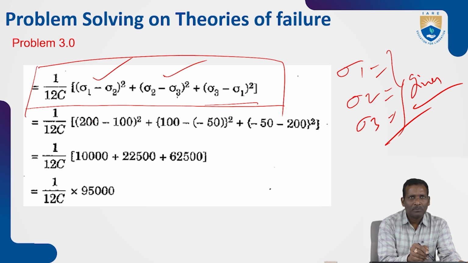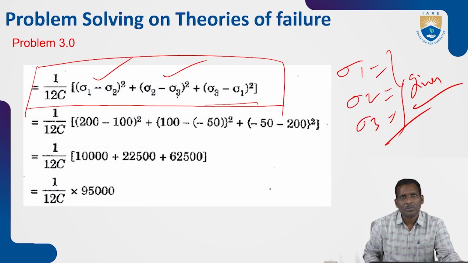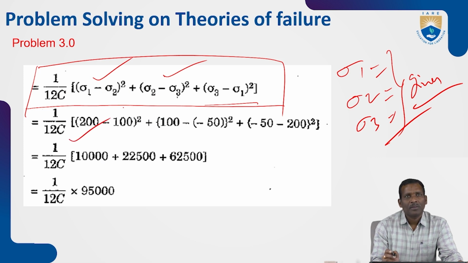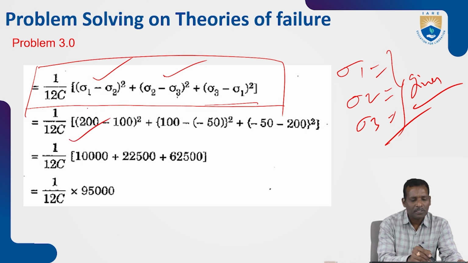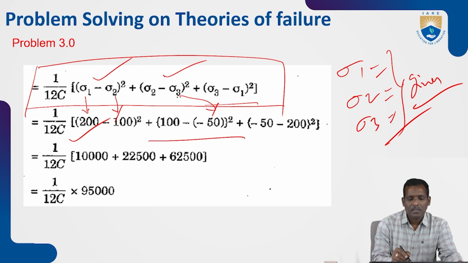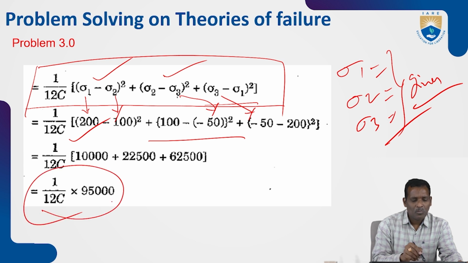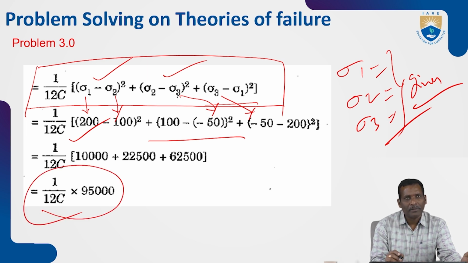So now substitute the given values of sigma 1, sigma 2 and sigma 3 in this equation. Sigma 1 is 200, sigma 2 is 100 and sigma 3 is 50, but it is compressive in nature, so that's why we use negative. So (200 minus 100) whole square plus (100 minus of minus 50) whole square plus (minus 50 minus sigma 1, 200) whole square. So we will get 1 by 12C into 95,000.